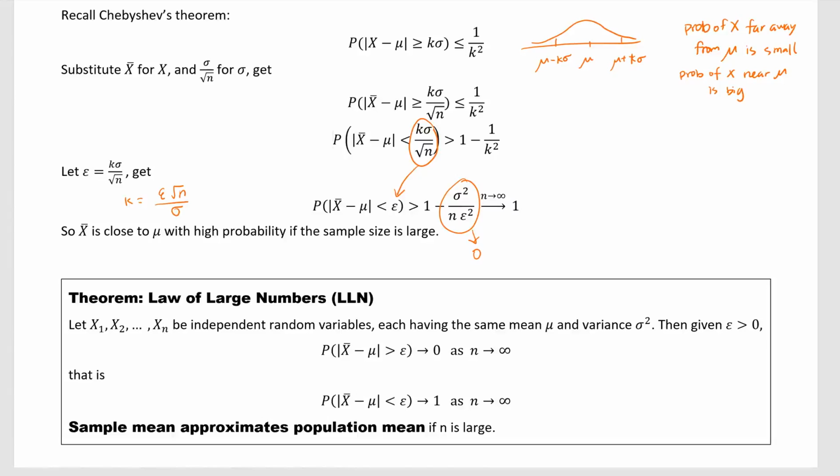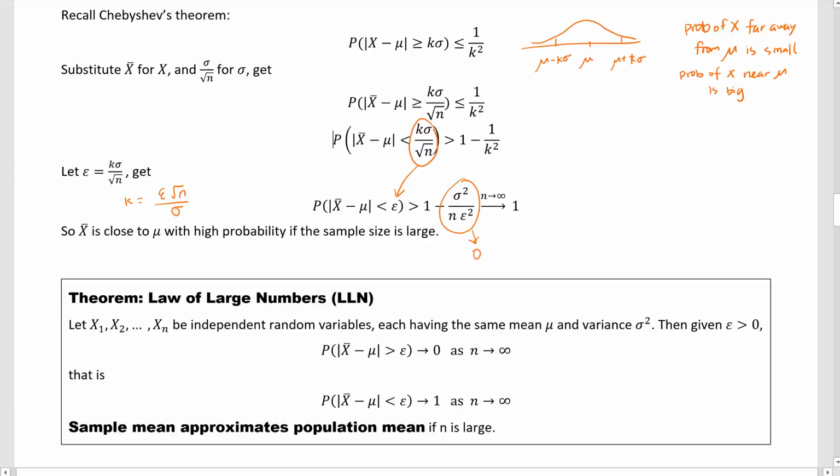So far, so good, everybody? Okay, what does that mean? It means that the probability of the sample mean being close to the population mean is so large, it actually goes to 1. So the sample mean is close to the population mean with high probability if the sample size is large. This is actually the law of large numbers, okay? We use LLN to denote the law of large numbers. It's one of the important theorems in our course. We have two important theorems, the law of large numbers and the central limit theorem.